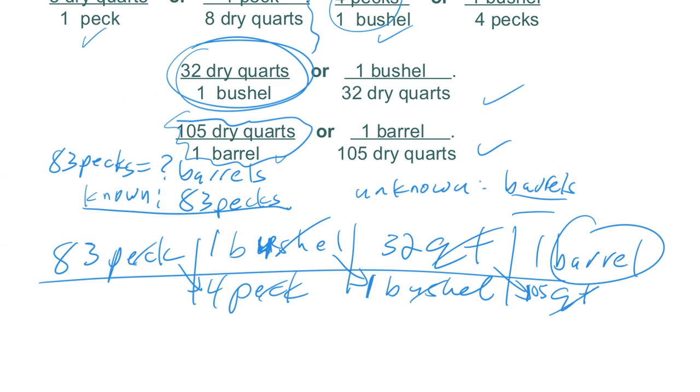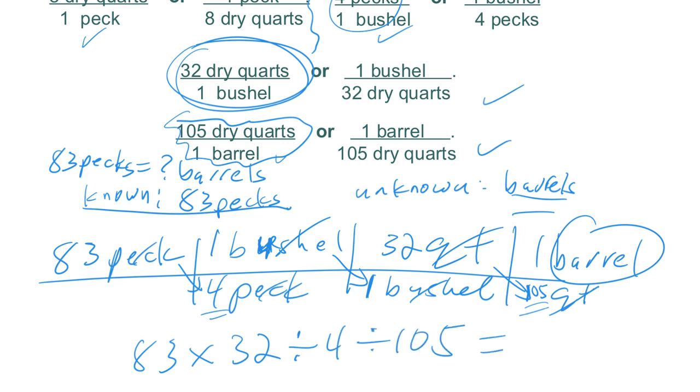So what I have to do is 83 times 1 times 32 times 1 divided by 4. And then divide again because it's still down there. Divide by 105. And I get 83 times 32 divided by 4 divided by 105. I get 6.32. 6.32 barrels.